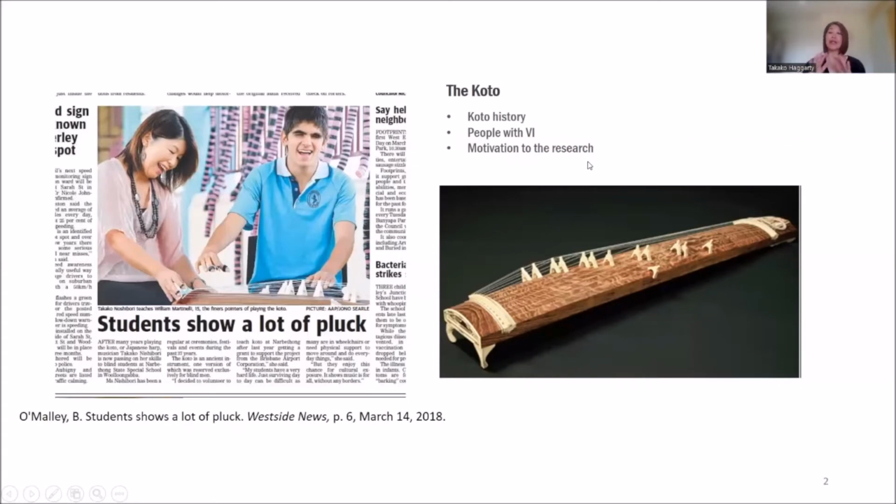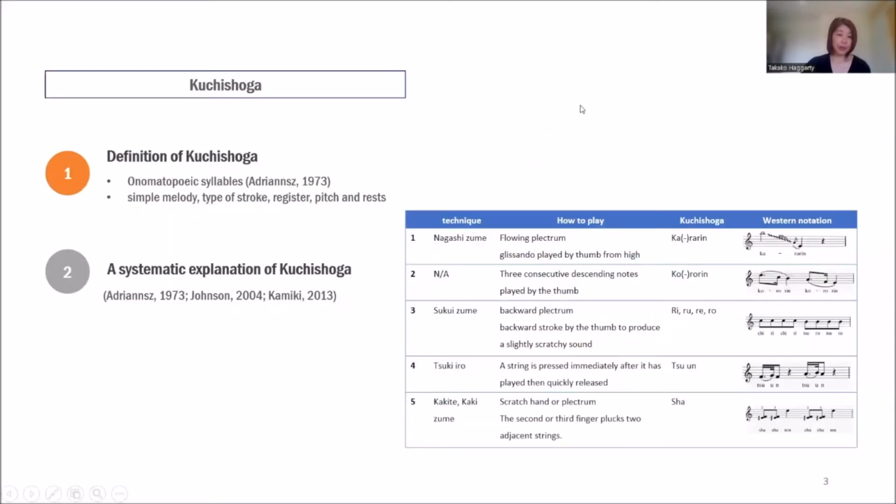Koto has a really interesting history from the early 1600s. Koto has been historically reserved for people with a vision impairment for 300 years. That's a very long time. And before and during this time, people developed this particular pedagogy called Kuchishoga. Now, what is Kuchishoga? In one word, it's an oral tradition of koto music.